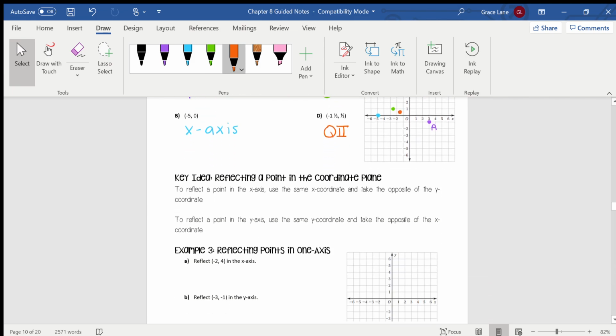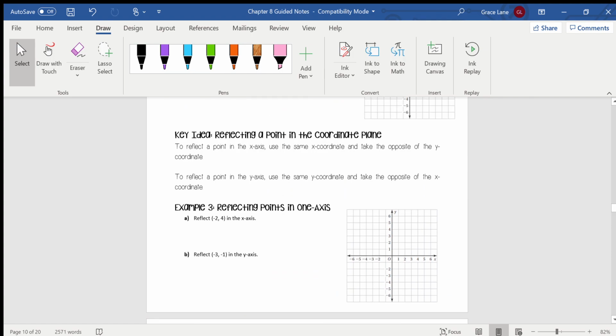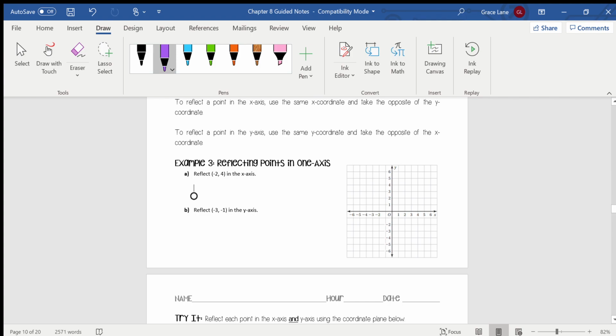So the next thing that we're going to try is called reflecting. It's kind of like in science, if you talk about reflecting, think about a mirror. You're going to take one point. There's an explanation in words up here where it says key idea, but this is just kind of what it means. It says reflect -2, 4 on the x-axis. So start with your regular point, -2, 4. So I'm going to put a dot there, -2 up to 4.